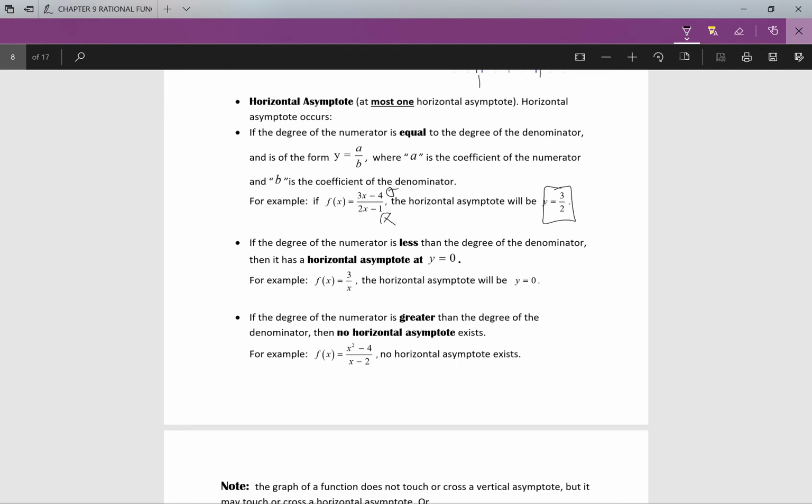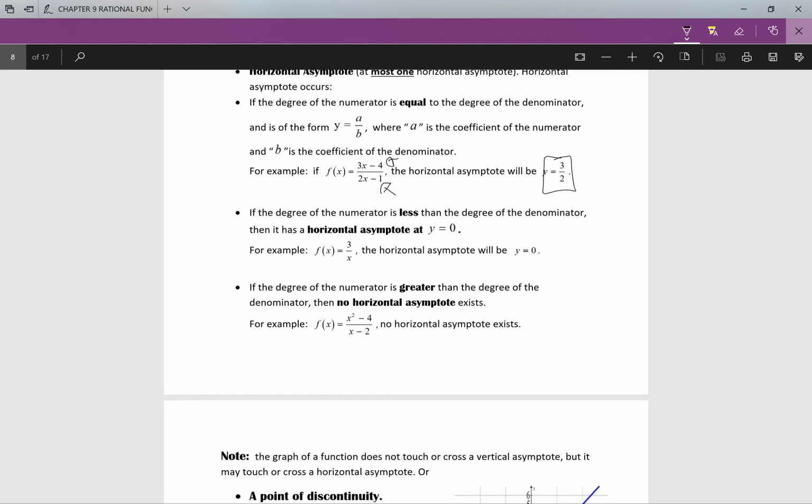If the degree of the numerator is greater than the degree of the denominator, then there will be no horizontal asymptote. Here we have x squared minus 4 on top, which has a degree of 2, and x minus 2, which has a degree of 1, so we say that no horizontal asymptote exists.